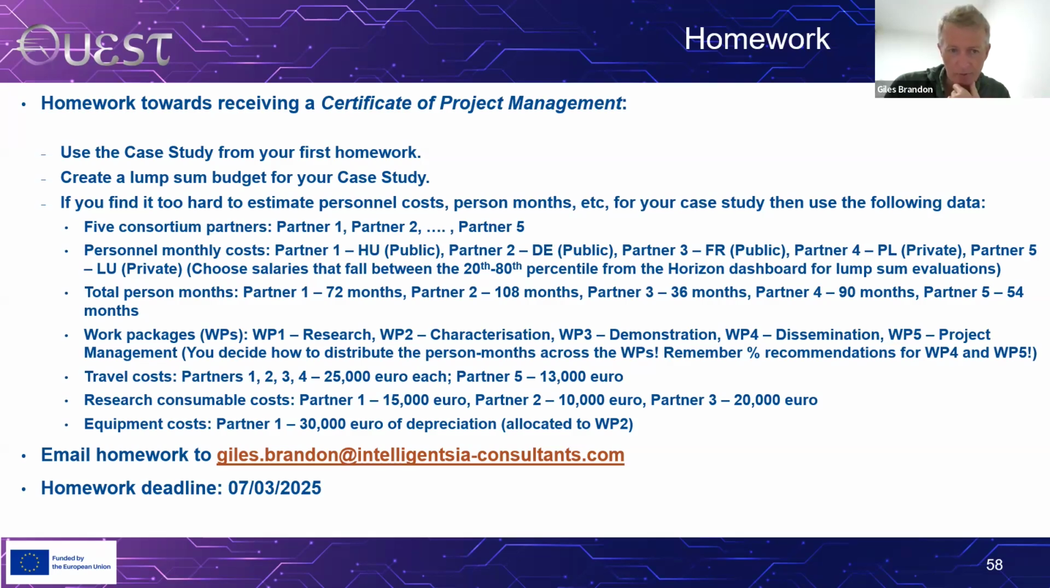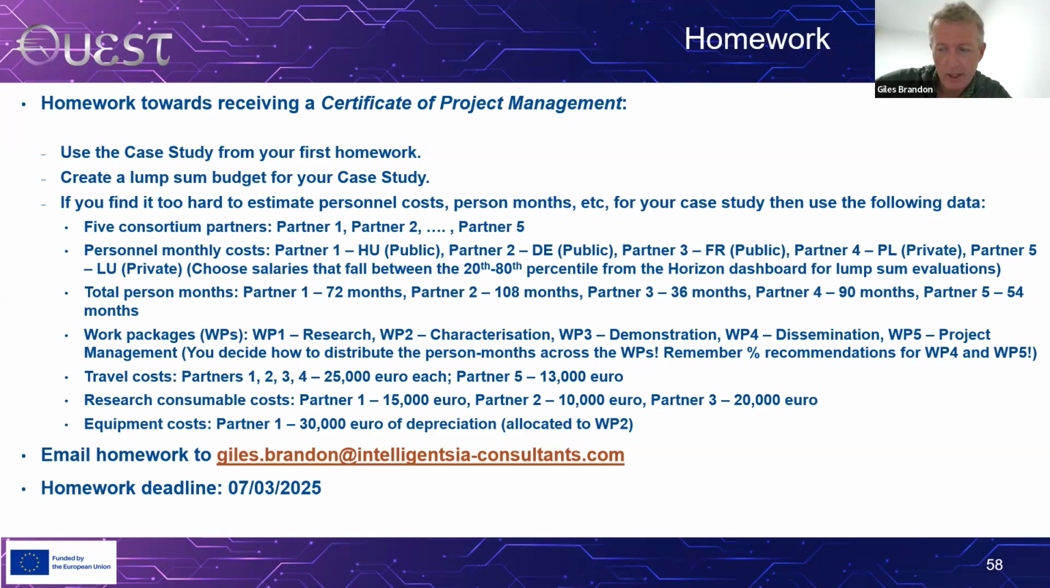Imagine you have a consortium with 5 partners, partner 1, partner 2, through to partner 5. For the personnel monthly costs, for partner 1, assume they're Hungarian and they're a public organisation. Partner 2, assume they're German and public, and so on for the other partners listed here. Notice that the last 2 partners, partner 4 and partner 5, are private companies.